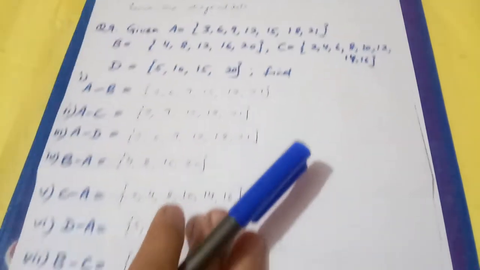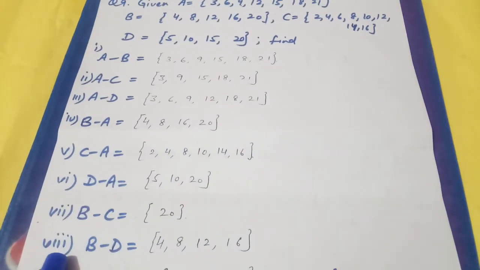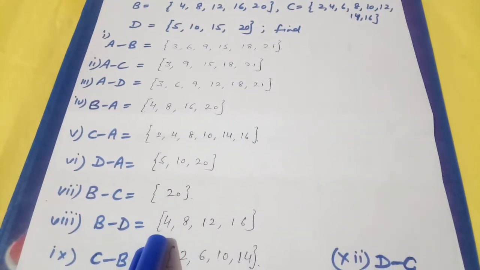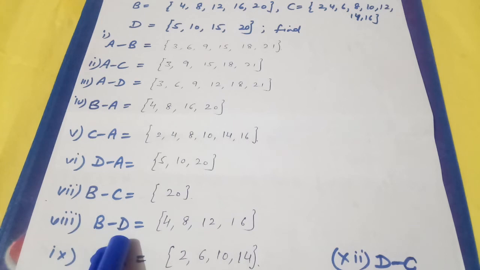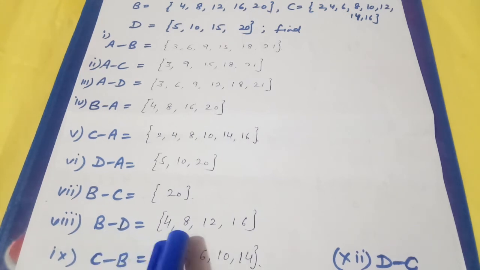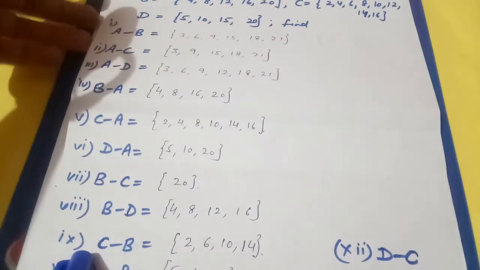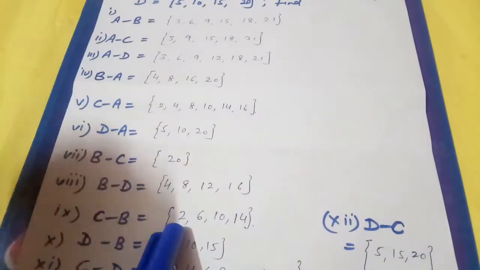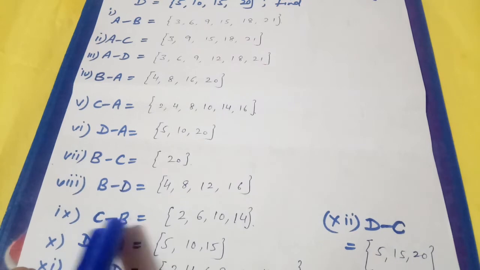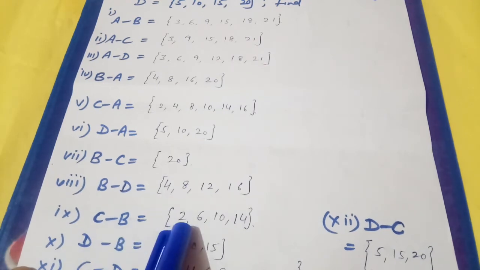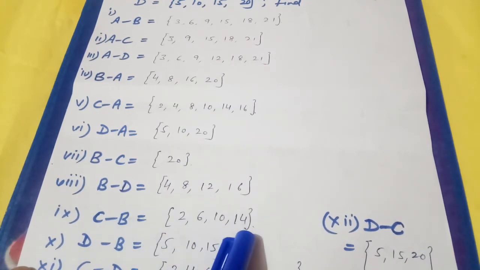Clear? In the next, eighth part, B minus D. Here B minus D contains all the elements of B but not the elements of D. That is equal to 4, 8, 12, 16. Now in the ninth part, C minus B. C minus B contains the elements of C but not the elements of B. That is equal to 2, 6, 10, 14.